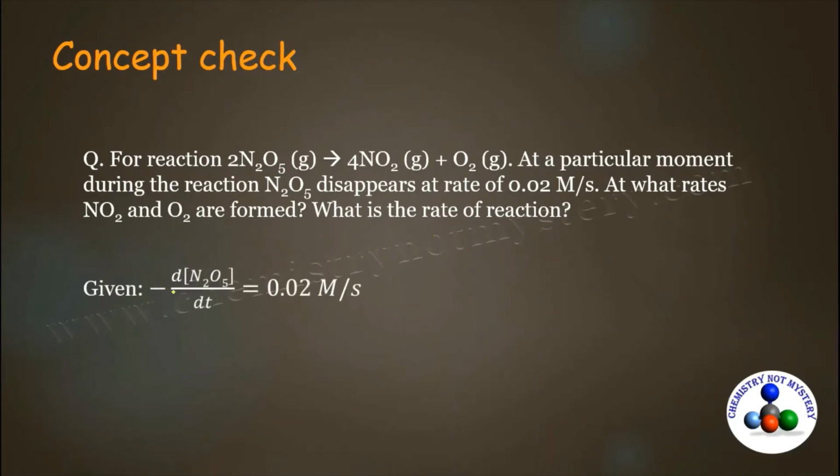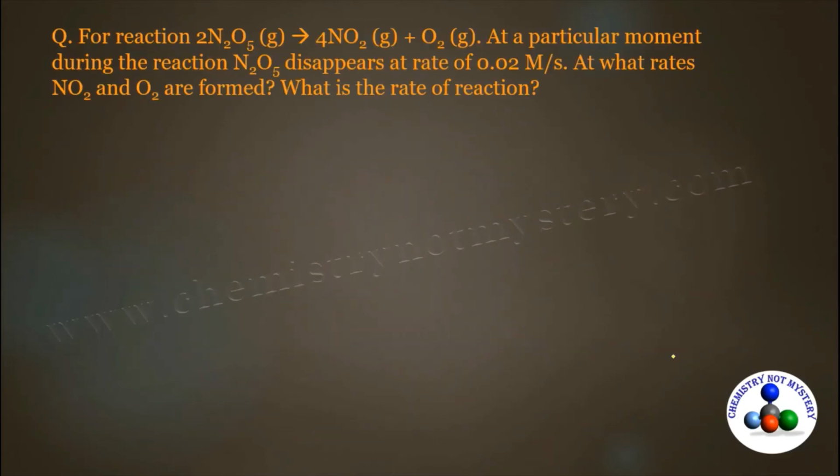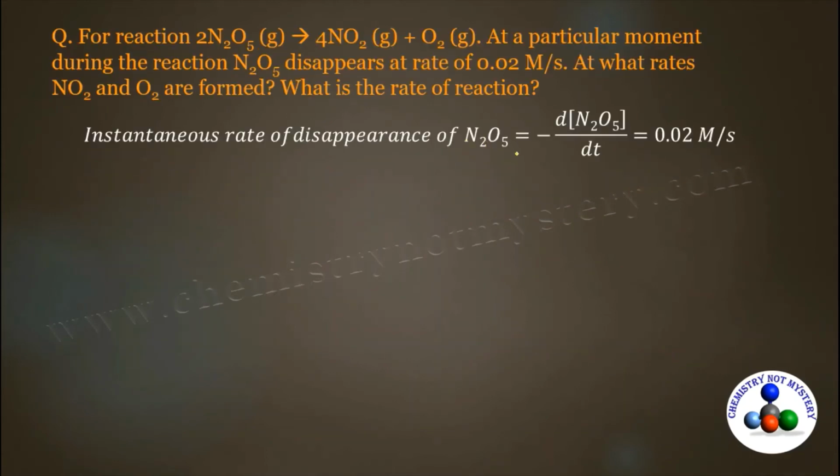So first write what is given in the question. The rate of disappearance of N2O5 is given, that is equal to 0.02 molar per second. That means minus d N2O5 over dt is given. And what is asked to calculate? You have to calculate the rate of formation of NO2 and O2, that means dNO2 over dt and dO2 over dt, and the rate of reaction. Instantaneous rate of disappearance of N2O5 is given in the question, that is 0.02 molar per second.